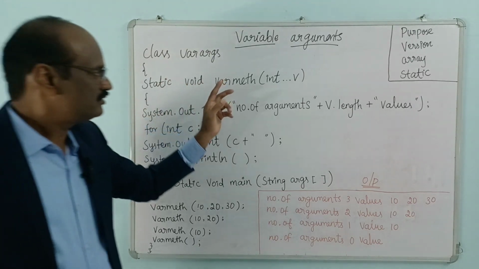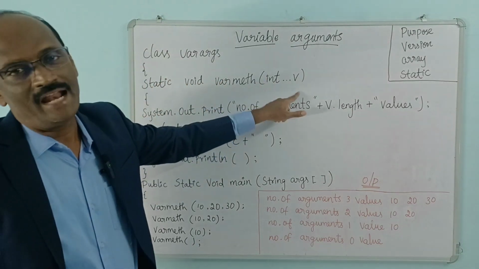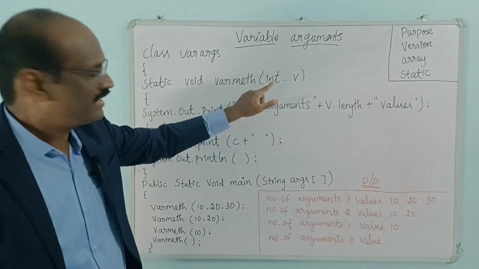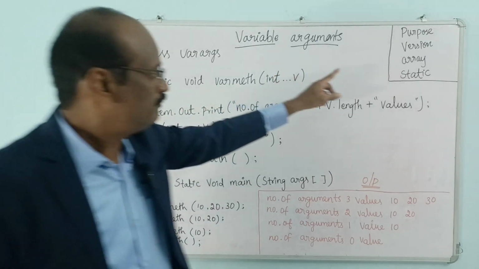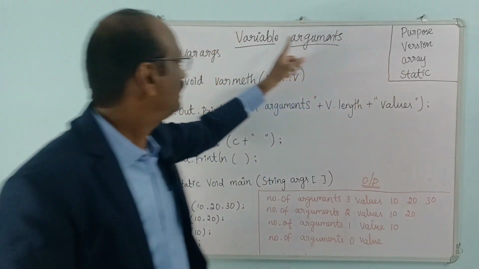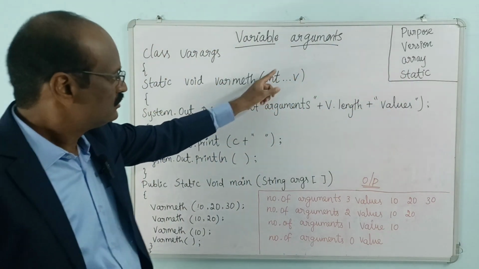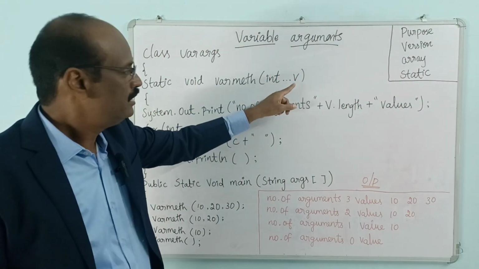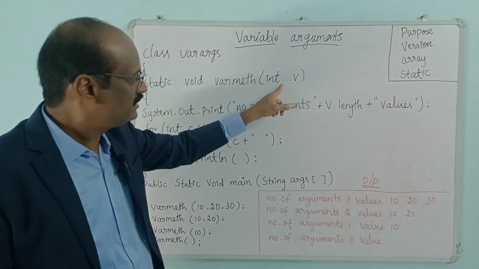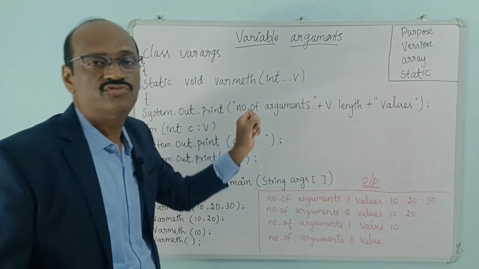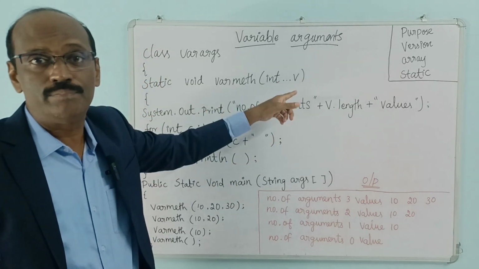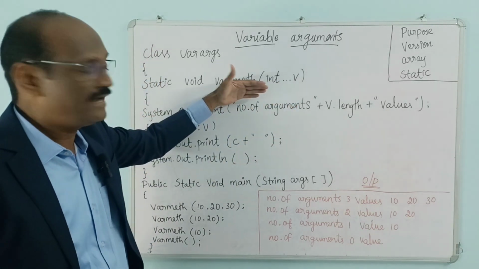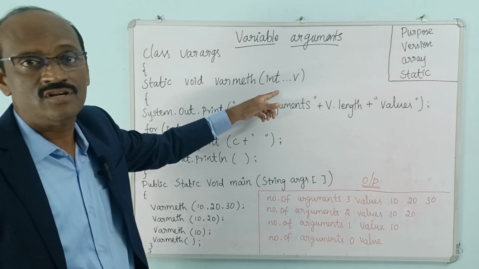My dear friends, please observe the parameters list very closely. Inside the parameters list, I am using an implicit array, because by using the concept of array only, we can implement variable arguments. So, v is an implicit array. Before the name of the variable, I have to use three dots. By using these three dots, we are informing the compiler that this method can accept a variable number of arguments.